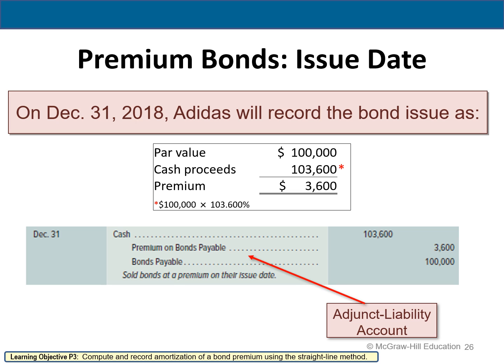So when we issue bonds at a premium, on December 31st, 2018, Adidas will record the bond issue as $100,000. The cash proceeds are greater than the par value, so we're going to have a premium of $3,600. And the way that we record that is we record a debit to cash to increase it, credit to bond payable because the bond payable is always at par, and then you have what we call an adjunct liability account. And so you have this premium on bonds payable of $3,600 credit.